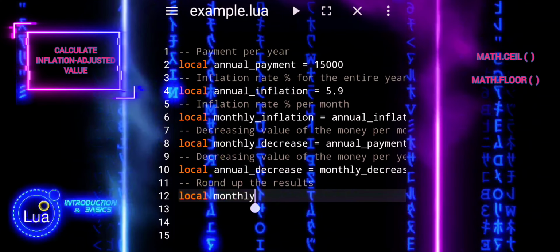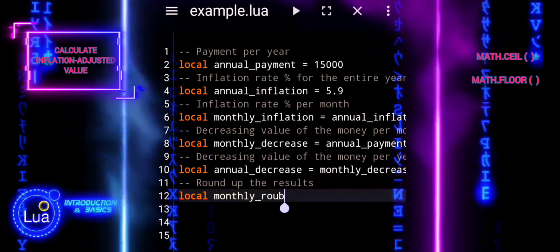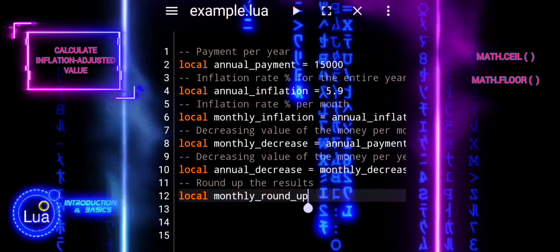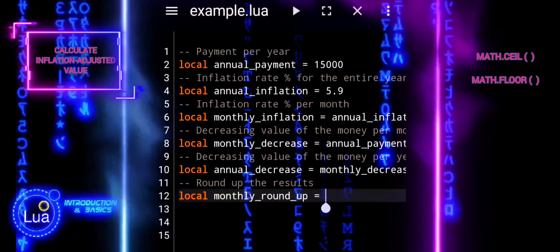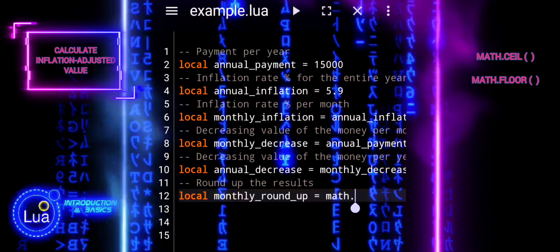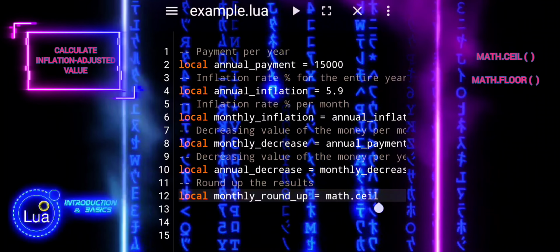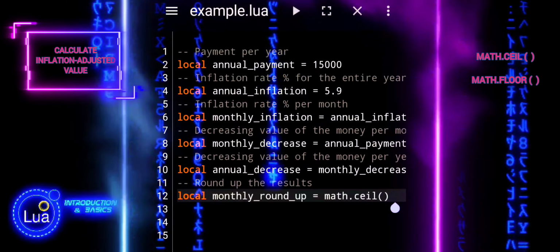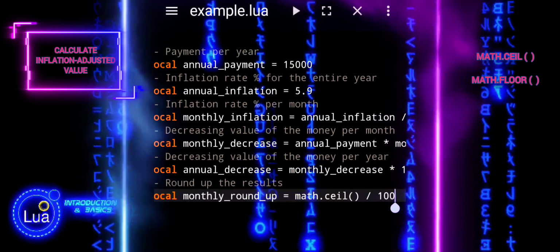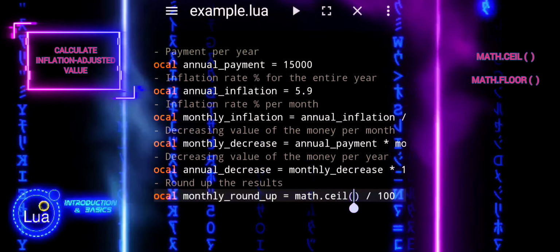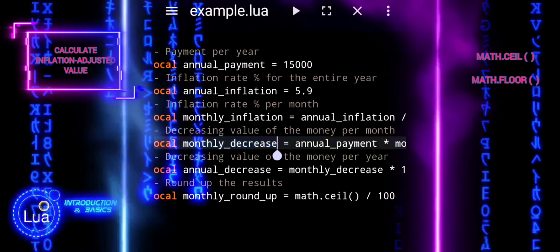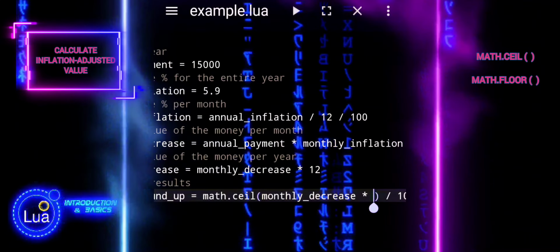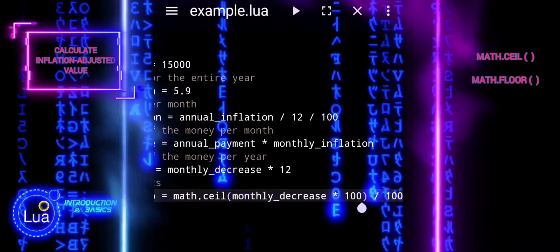This piece of code is designed to round up the calculated decrease in the value of money per month and per year to 2 decimal places. The math.ceil function is utilized to round up the value of the monthly decrease multiplied by 100 to the nearest integer. By first multiplying by 100, the decimal point is shifted 2 places to the right, enabling the ceil function to round to the nearest hundredth. Then, dividing by 100 restores the decimal point to its original position, effectively rounding up the result to 2 decimal places.